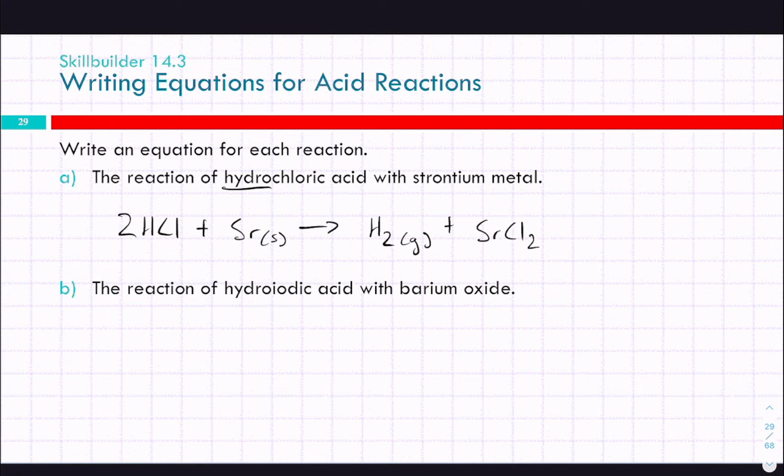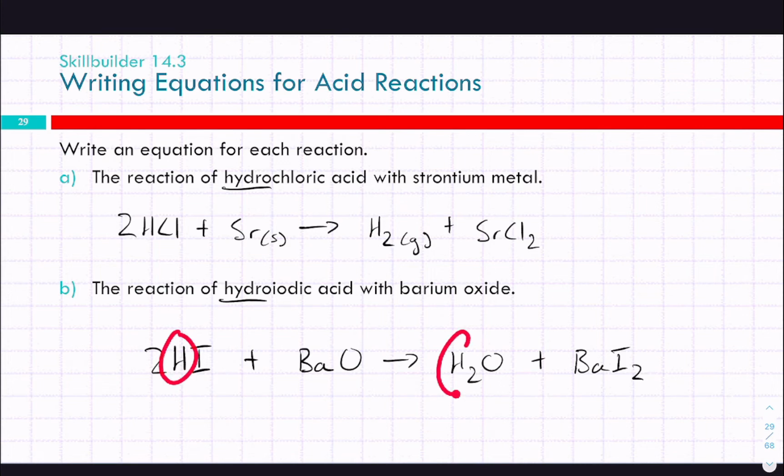For the reaction of hydroiodic acid with barium oxide. So hydroiodic acid, again, hydro means it's a binary acid. So it's just going to be HI plus our barium oxide. So it'll be Ba. And barium forms a 2+ charge, so we're only going to need one oxygen because oxygen has a 2- charge. And then our product here for reactions of acids with oxides is going to be water plus the salt of our metal and the anion from the acid. So it'll be barium iodide. So we need two iodines there. And this one will balance the same way with a 2 before the hydroiodic acid. And that'll give us the 2 hydrogens and the 2 iodines.